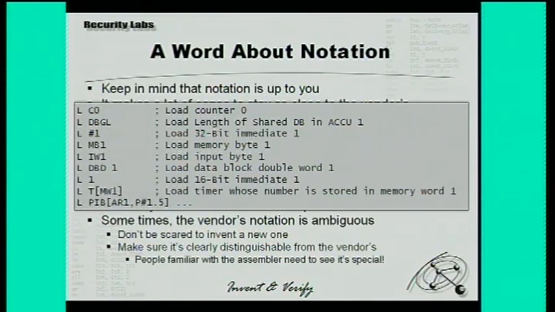Here's an example of where notation got changed. I said load instructions are really important because we only have one accumulator. And here's a couple of variants we have. You can load a counter, you can load the length of a data block, you can load an immediate value in different ways: from memory, from input, from a data block entry. A data block entry is like a struct. Or the most complicated, with pointer dereferencing and stuff like that.